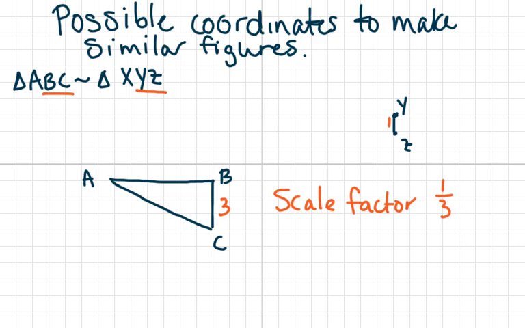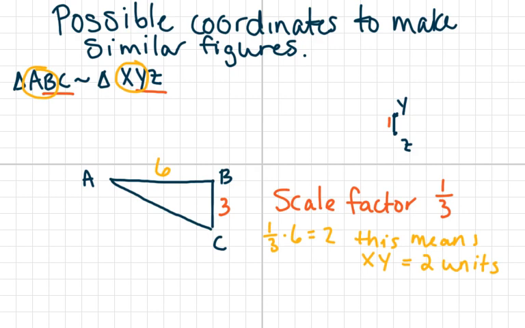Now, if that's true, since AB and XY are in the same spots, I look at how long AB is, and that is 6 units long. So I take 1/3 of 6, which is 2. So that means that XY is 2 units long.